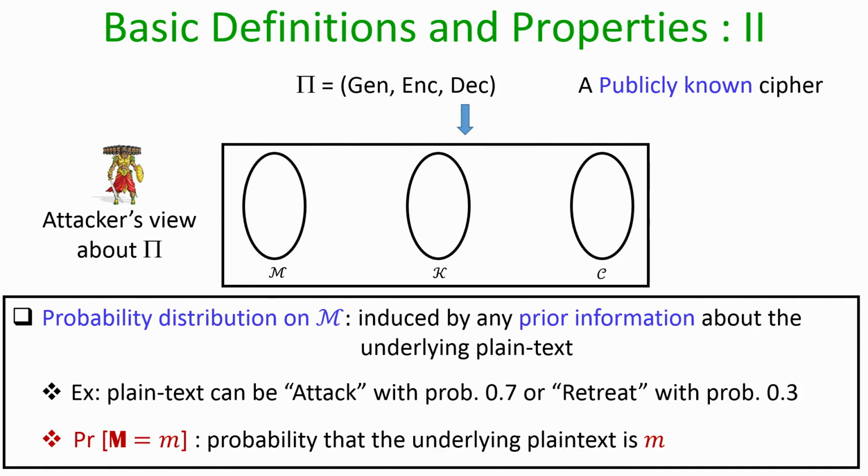So, we introduce this random variable boldface M, which denotes the candidate plain text which the sender might encrypt using the encryption algorithm. Since the attacker does not know exactly what message is going to be encrypted, different candidate messages occur with different probabilities. So, the notation probability random variable M equal to little m denotes the probability with which the attacker feels that the sender would encrypt the plain text m using the encryption algorithm. That is the probability distribution over the plain text space.